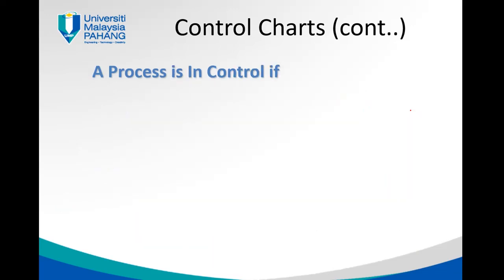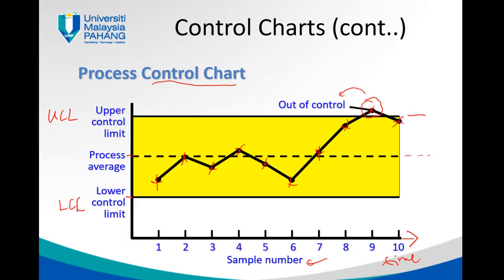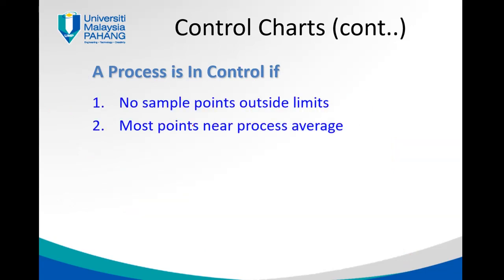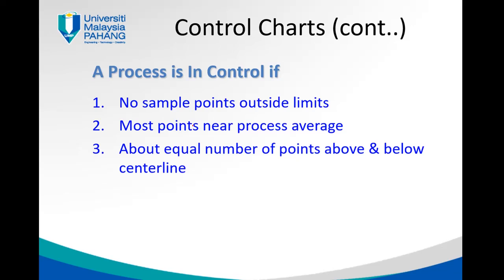A process is in control if, first, no sample point is outside the limit, which means that all the points are within the range. When all the points are within the range, we can say that the process is in control. The second criterion is that most points are located near the process average. Number 3, about an equal number of points above and below the center line, and the points appear randomly distributed.